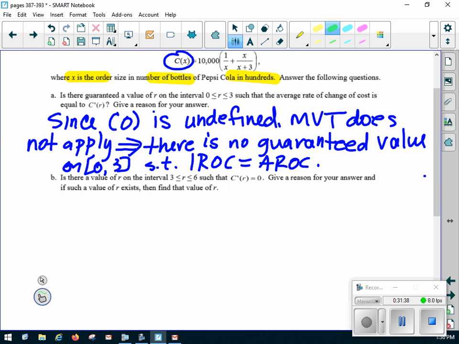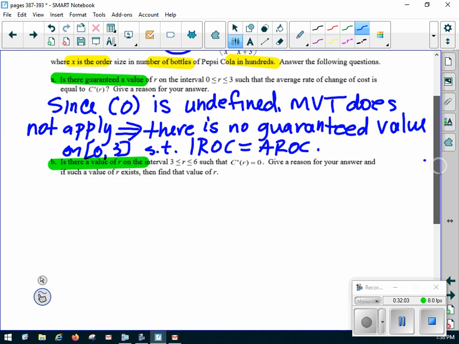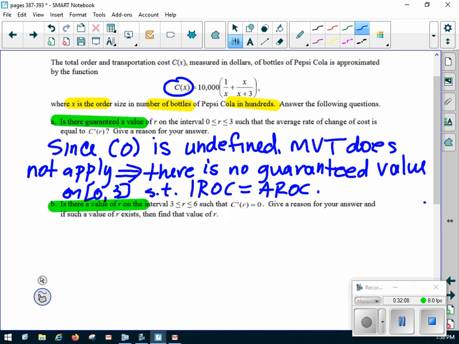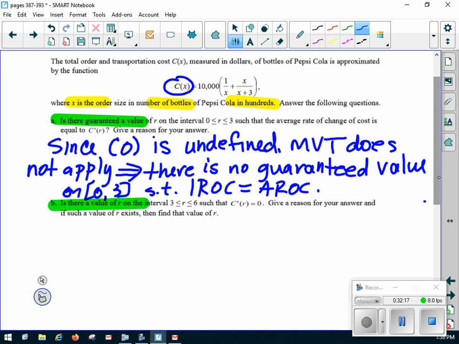And you say, is there a guaranteed value? Theorem. On the closed interval 3 to 6 such that C prime of R equals 0. What theorem am I thinking about? Why Rolle's? I want to know when the derivative is equal to 0. Is this function continuous on the closed interval 3 to 6? Where is this function discontinuous? -3 and 0. Yep. Which are not on that interval, right?